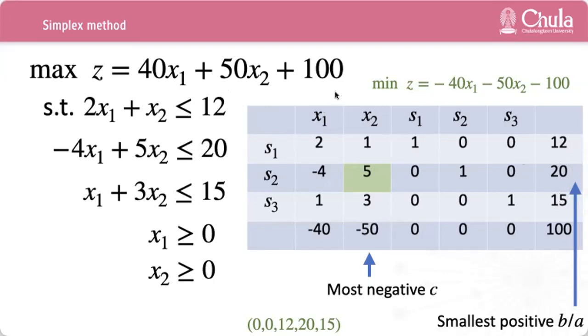And for the objective function, we have the coefficients 40, 50. So we change it to minimize, and then it is minus 40, minus 50, minus 100. Minus 40 is the coefficient of x1, so we put minus 40 here, and minus 50 here because it is the coefficient of x2. And on the right-hand side is 100.